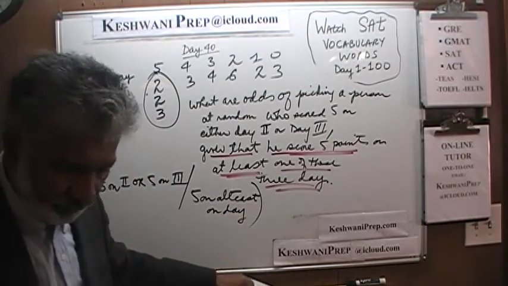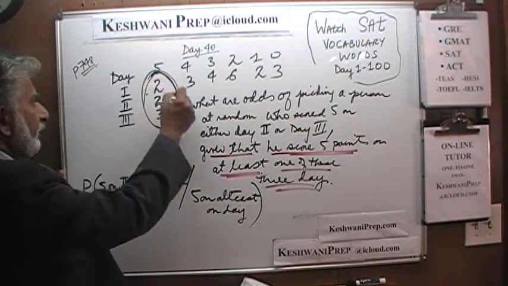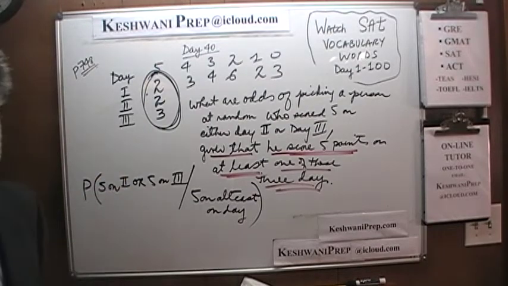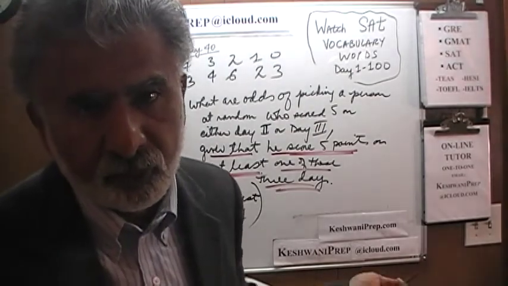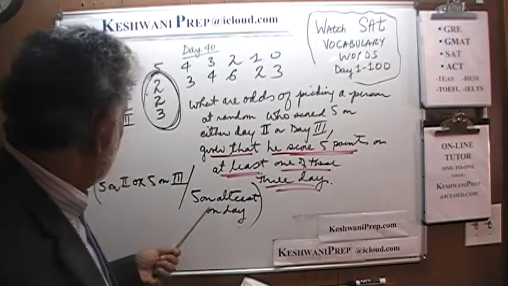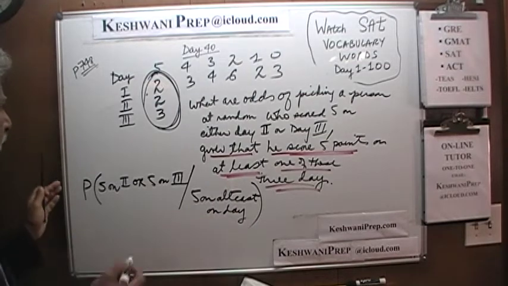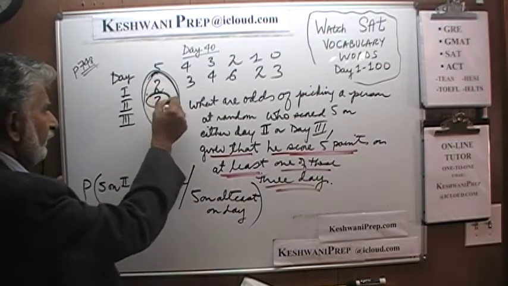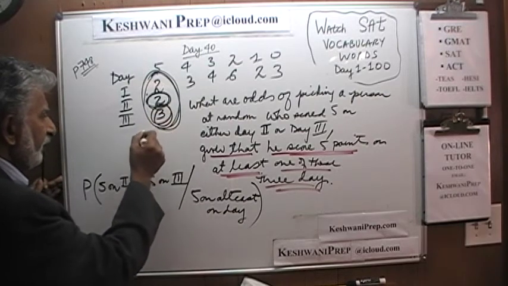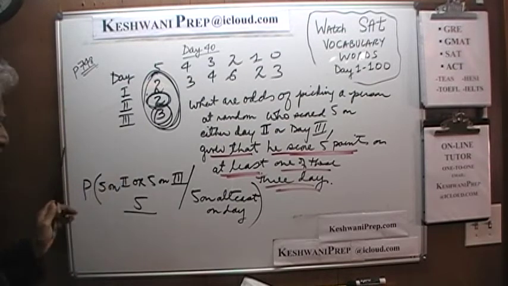And that conditional part, the condition we just wrote down, limits us to this part. We don't have to go any further. There are only 7 possible candidates who scored 5 points. And out of those 7 people, we're going to pick one person at random. The question is, if I were to pick one person at random out of the 7, what are the odds that the person I picked scored 5 on either day 2 or day 3? Well, on day 2 we had 2 such people, and on day 3 we had 3 such people. So we have a total of 5 people who scored 5 points on either day 2 or day 3 out of a total of 7.